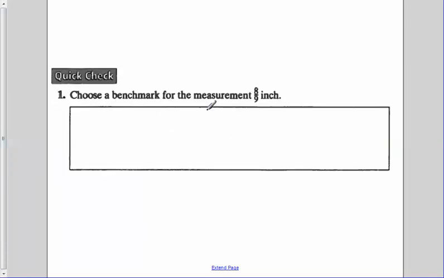So our quick check, go ahead and look at 8/9 and compare what benchmark we might use for that. Alright, you should be able to see that 8/9 is very close to 9/9, which would be a whole, so we'll use 1 as our answer.